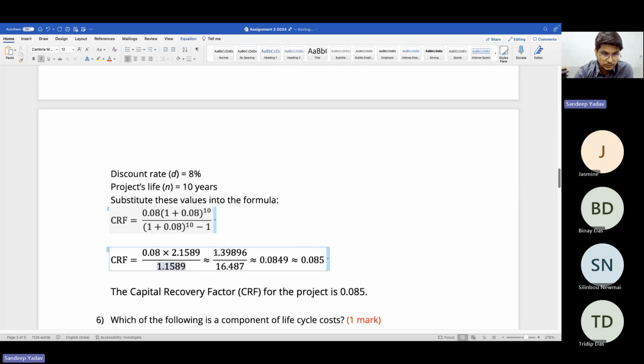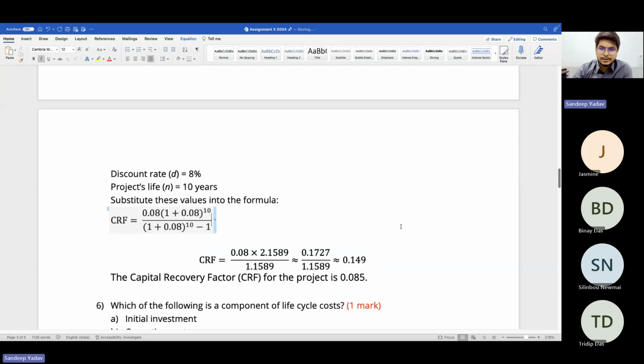Then it would be equal to 0.08 times this, which could be 0.1727, divided by this, which could be the same. Then it should come around 0.14 something, 0.149, correct? But as you raised that query, I think that last date has gone. Yes, sir, we have deducted that number. Then the right answer should be 0.149.